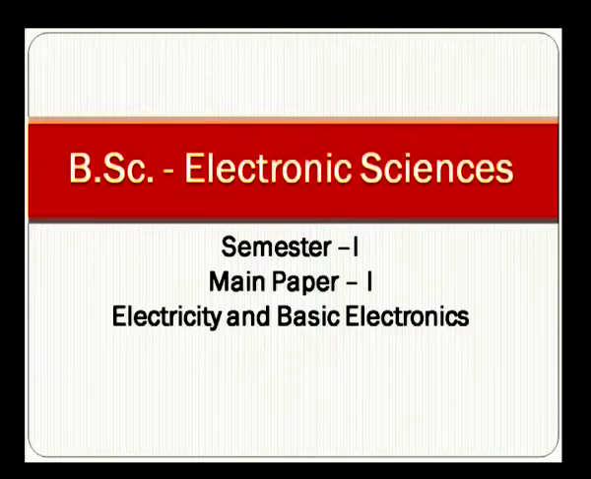Welcome to the UGC lecture series on Applied Sciences Electronics. We have been listening to a series of lectures for Paper 1 in Semester 1, Electricity and Basic Electronics. This is the 30th lecture. In the earlier lecture, we learnt the characteristics of a diode, how a diode works in the forward bias and also in the reverse bias. The characteristic curves for a diode we also learnt.